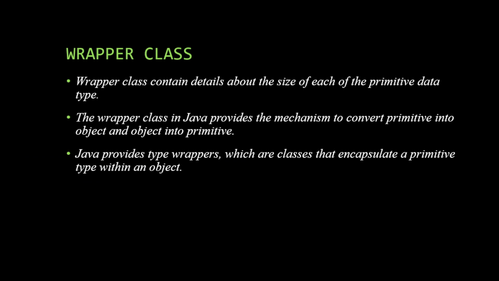So the next topic is wrapper classes. Firstly, what are wrapper classes? Wrapper classes contain information about the size of each primitive data type. They know the size of the data type, and the maximum and minimum value of a particular primitive data type. The wrapper class in Java provides a mechanism to convert primitive data types into objects and objects into primitives. Java provides type wrappers, which are classes that encapsulate a primitive type within an object.